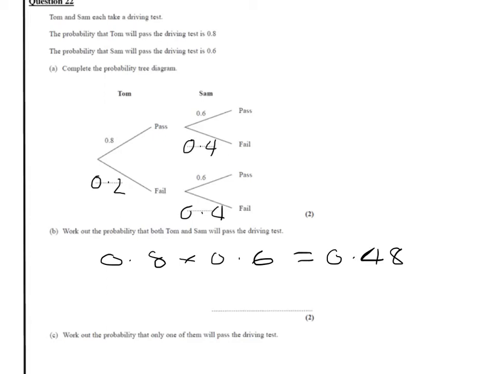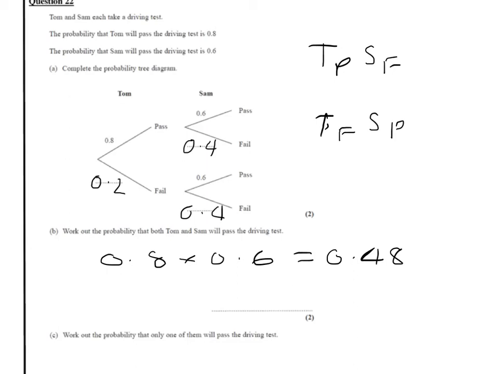Finally, find the probability that only one of them will pass the driving test. So it could be that we have Tom passing and Sam failing, or it could be the other way around. It could be that Tom fails and Sam passes. So basically we have to work out both those probabilities, and then we have to add the answers together because both conditions satisfy what we need.